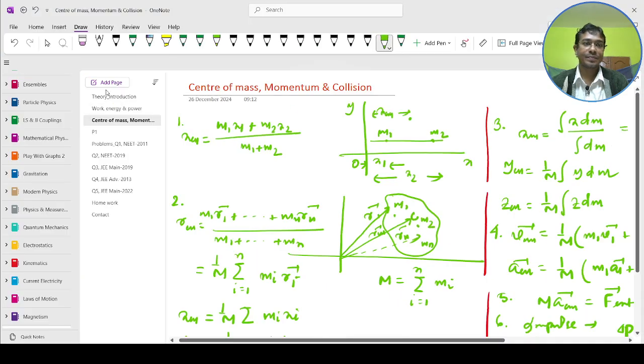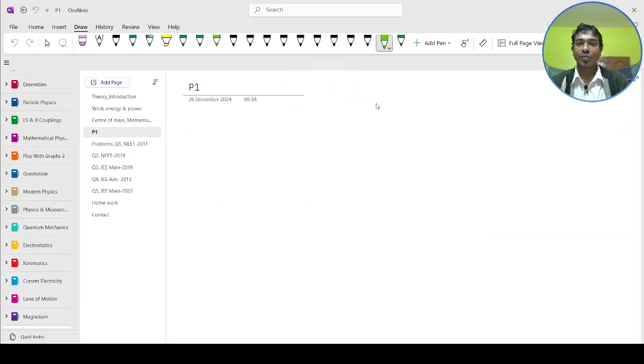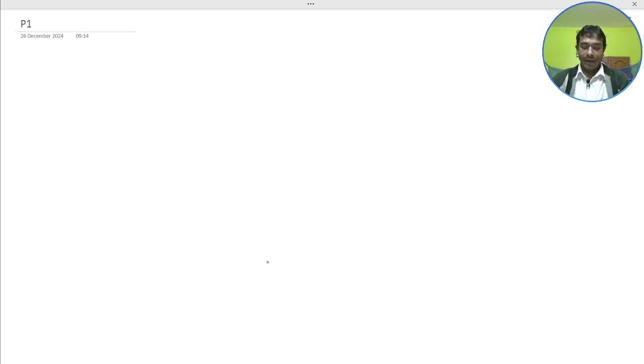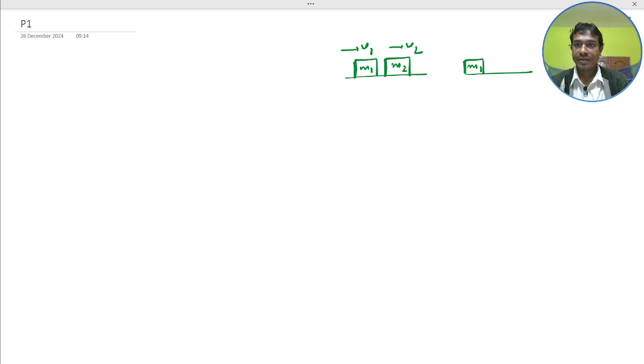Next one. Elastic collision in one dimension. Suppose this is a block, mass m1, and this is m2, with velocities v1 and v2, and after collision the velocities become v1 dash and v2 dash.